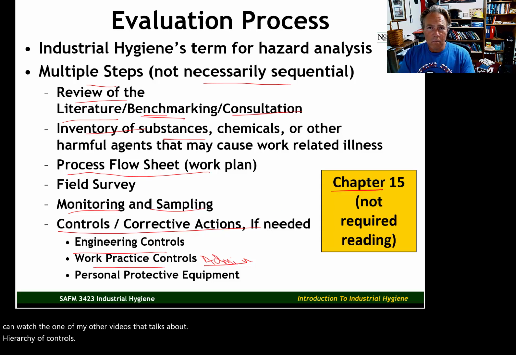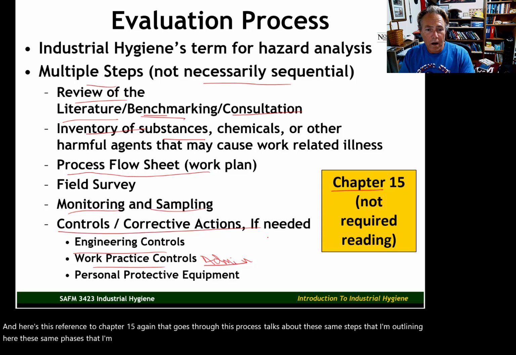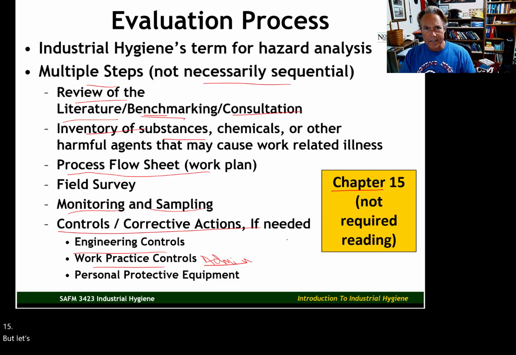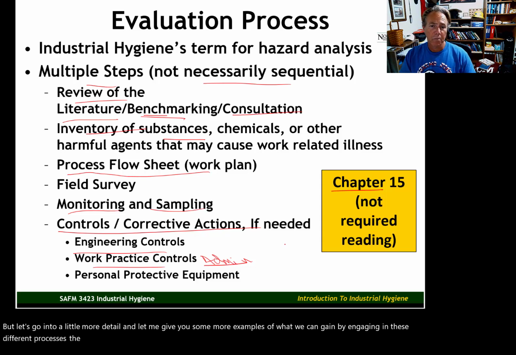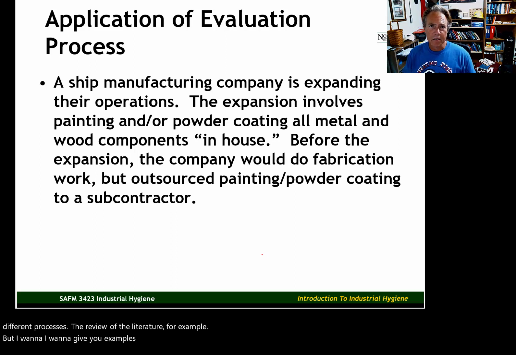And here's this reference to chapter 15 again that goes through this process, talks about these same steps, these same phases that I'm outlining here. Not required, but you might benefit from taking a look at chapter 15. But let's go into a little more detail, and let me give you some more examples of what we can gain by engaging in these different processes, the review of the literature, for example. But I want to give you examples within the context of a made-up real world example that we're using here.